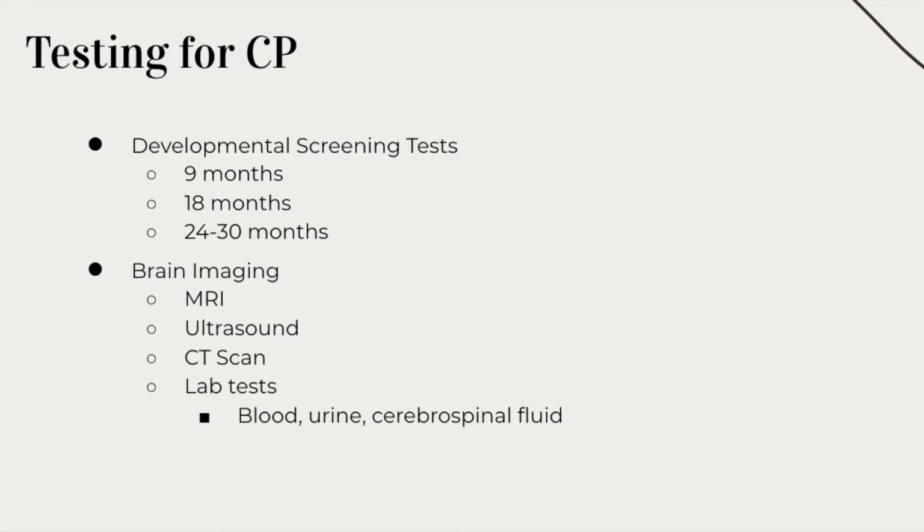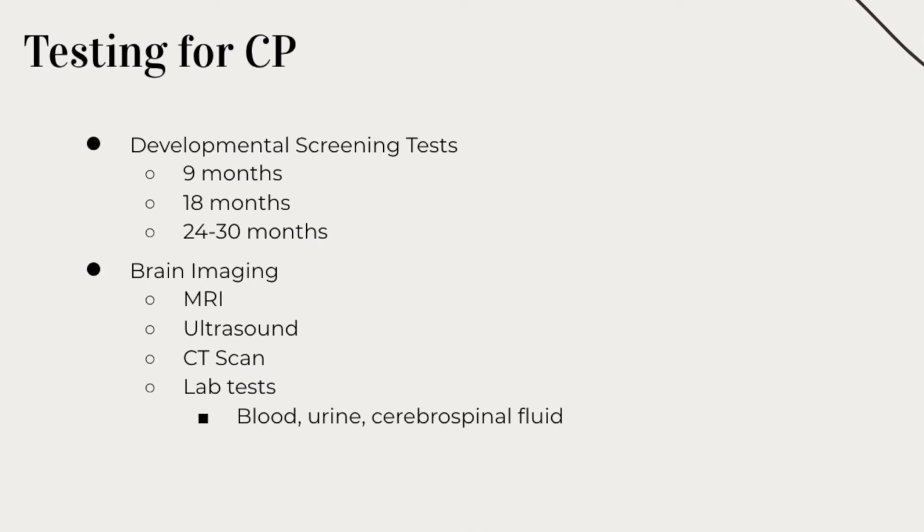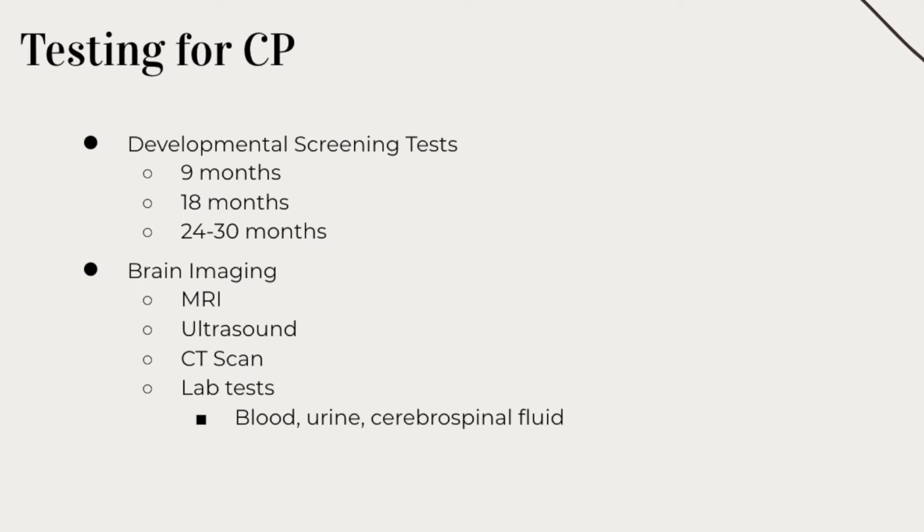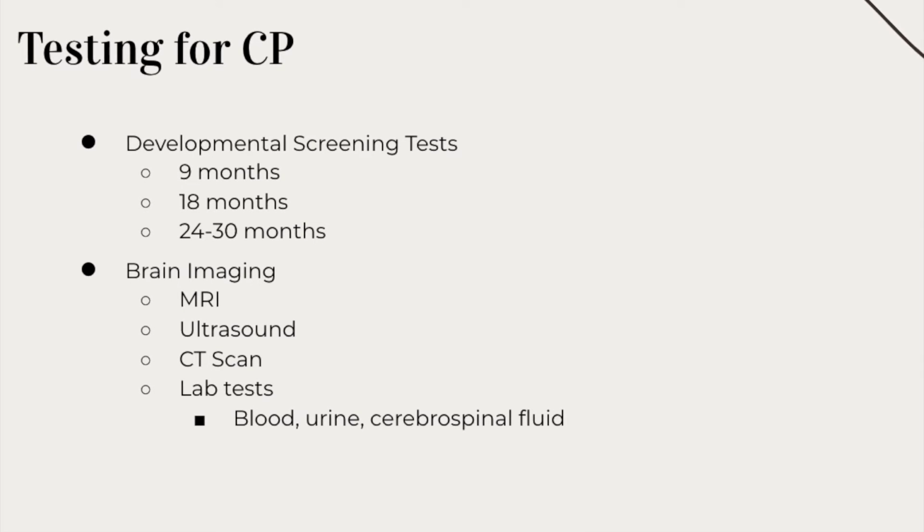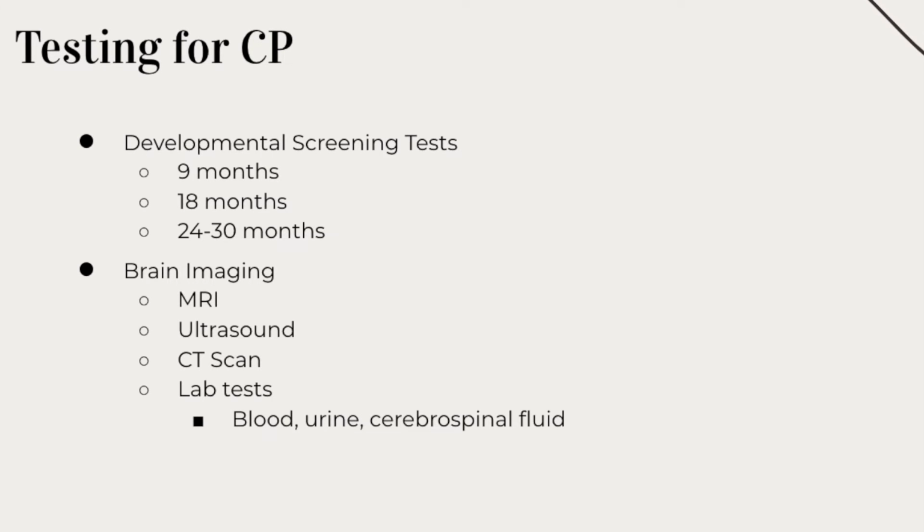All in all, when testing a child for cerebral palsy, a specialist will be coming in to do a physical exam. They'll also come in to talk to the parents about the child's birth and development, and they will also do checks on their child's strength and ability to move.